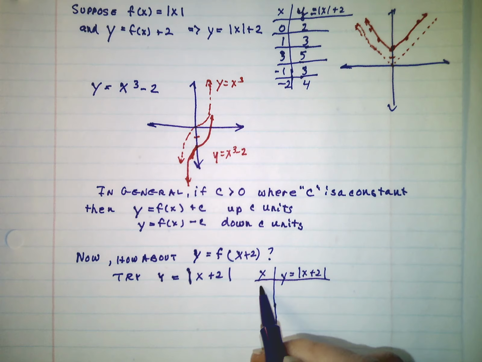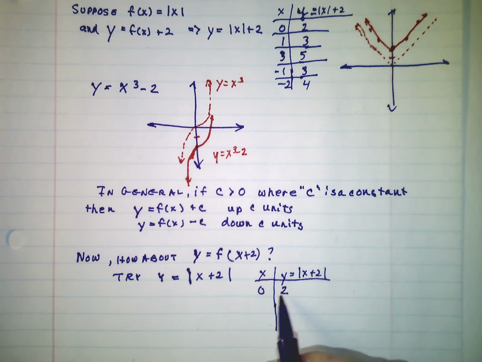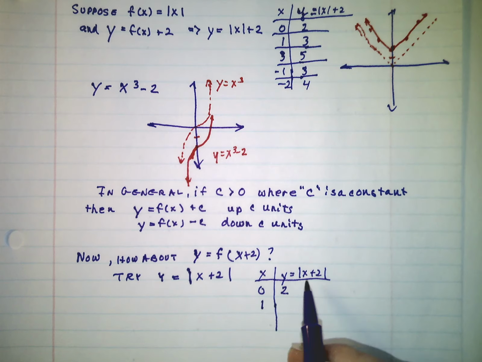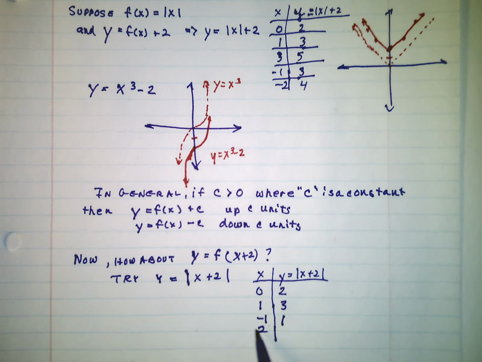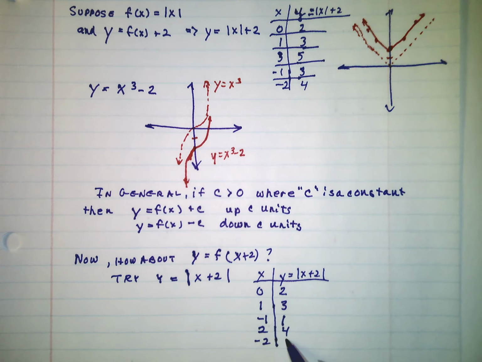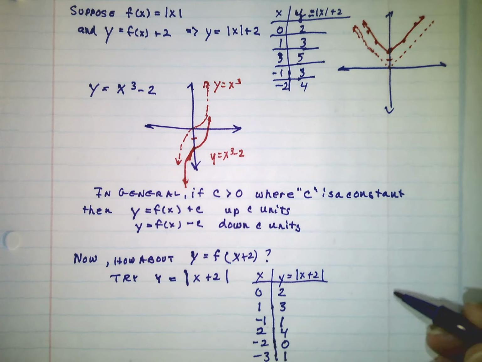So when x is 0, 0 plus 2, take its absolute value. When x is 1, 1 plus 2, take its absolute value. When x is negative 1 plus 2, take its absolute value. When x is 2 plus 2, take its absolute value. When x is negative 2 plus 2, take its absolute value. When x is negative 3 plus 2, take its absolute value. And we try to sketch the graph.